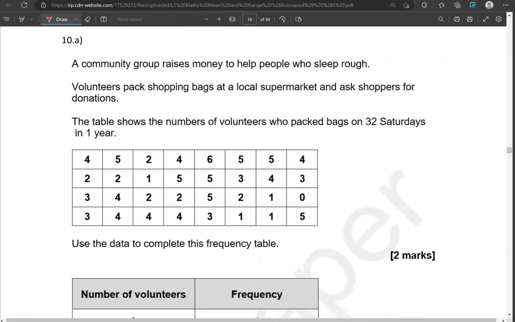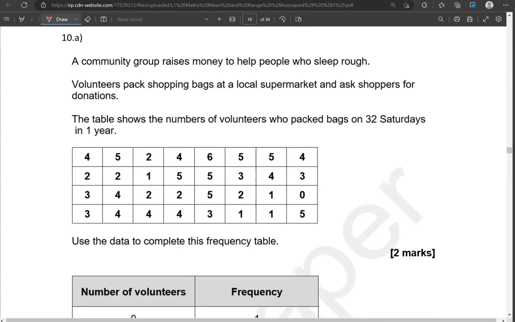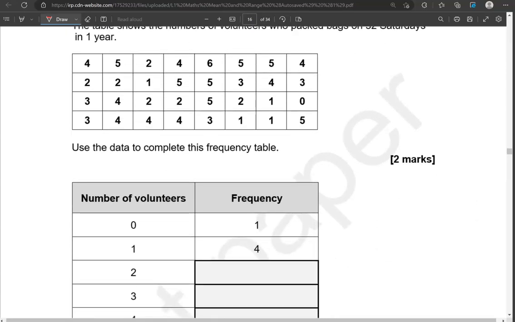A community group raises money to help people who sleep rough. Volunteers pack shopping bags at the local supermarket and ask shoppers for donations. The table shows the number of volunteers who packed bags on 32 Saturdays in 1 year. Use the data to complete this frequency table. So, number of volunteers 0, we've got a frequency of 1. Number of volunteers 1, that's a frequency of 4. And number of volunteers 2, we get 1, 2, 3, 4, 5, 6.